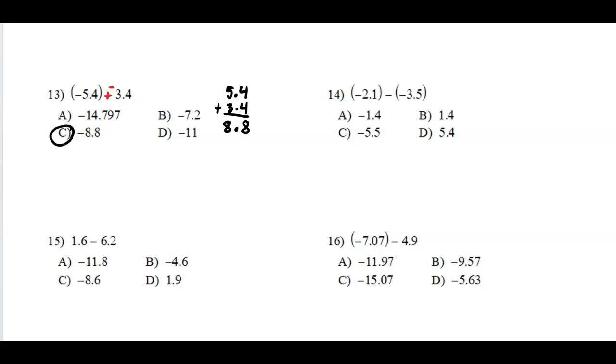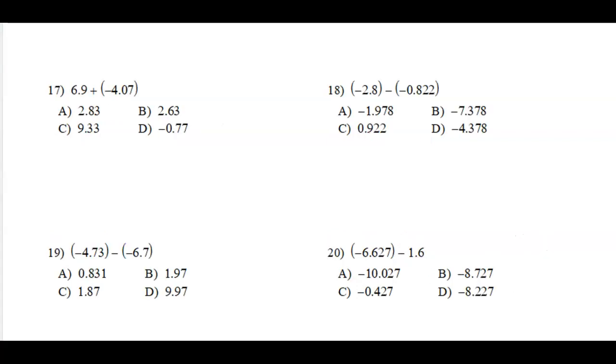Let's try one where they're not lined up. 16. Negative 7.07 plus negative 4.9. So I like to put the longer number on top, 7.07, put a decimal right underneath, and then line up right underneath 4.9. Empty space gets a 0. They're both negative, so I just get to add them up. So 7, 9, and 11. Remember, they're both negative, so A.